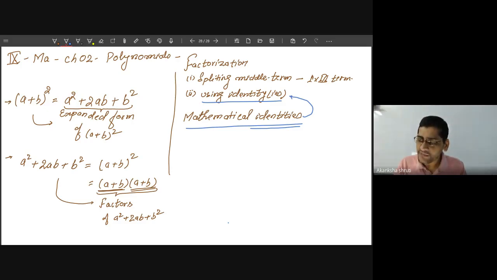Factorization is done by the most general method called splitting the middle term. This we have already discussed. Students, how we use the identity for factorization, that we shall just understand.